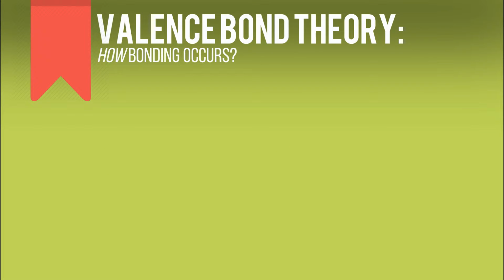Let us start our discussion of valence bond theory by considering the formation of an H2 molecule from two H atoms. The H-H bond results from the overlap of two singly occupied hydrogen 1s orbitals. Initially, when the two atoms are far apart, there is no interaction. We say that the potential energy of this system is zero.